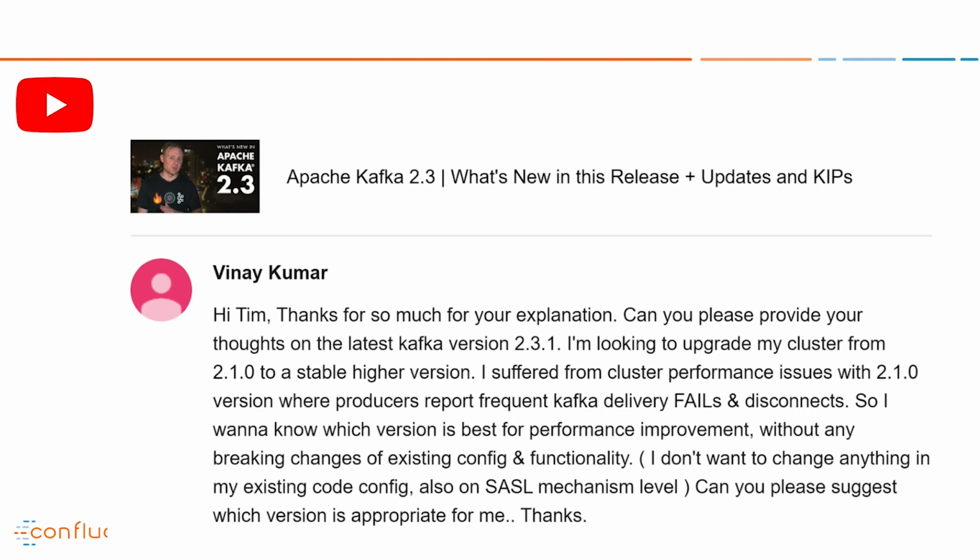And Vinay is smart, so he says, "I'm looking to upgrade my Kafka from 2.1.0 to a stable higher version. I suffered from cluster performance issues with 2.1.0. Producers report Kafka delivery fails and disconnects. So I want to know which version is best for performance improvements without any breaking changes of existing config and functionality." So Vinay, good news and bad news. The good news is that we did make improvements to producer performance specifically in Kafka 2.3.1. So you will enjoy upgrading to this version.